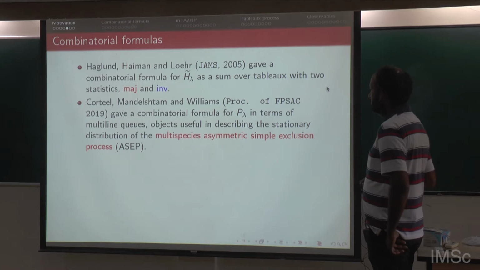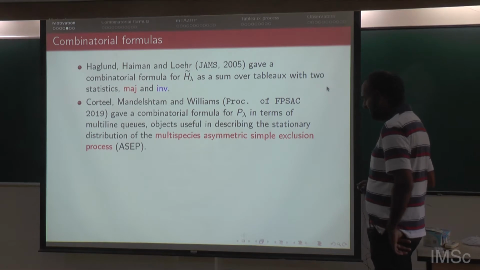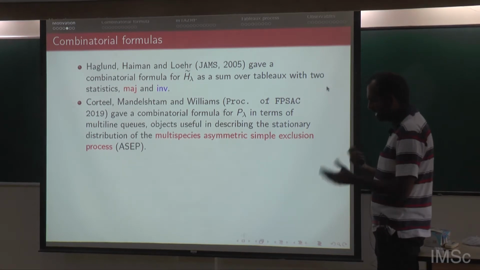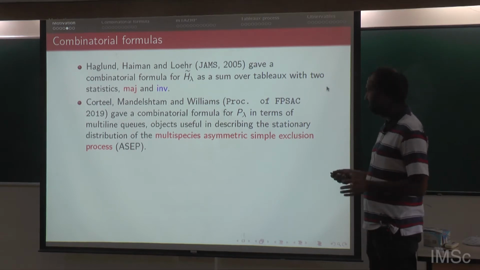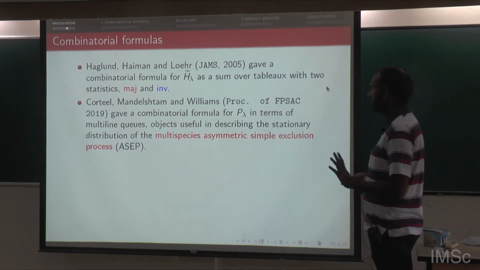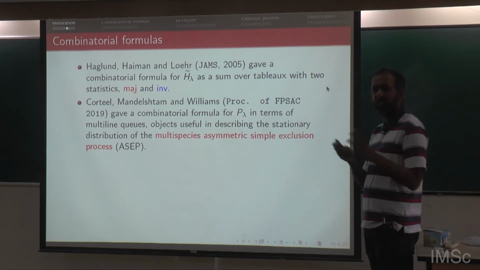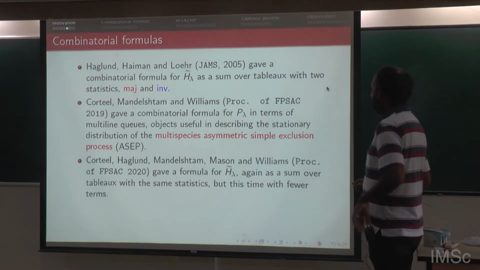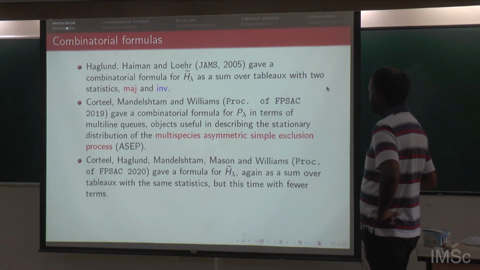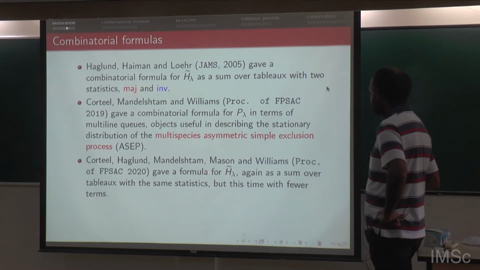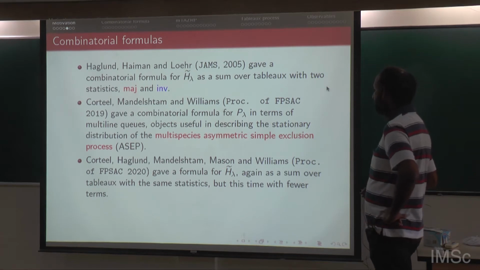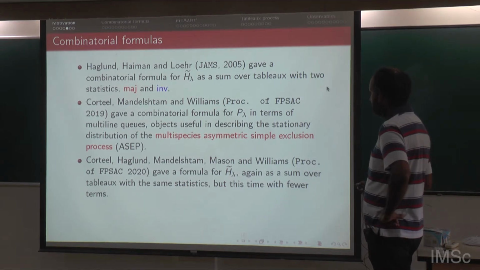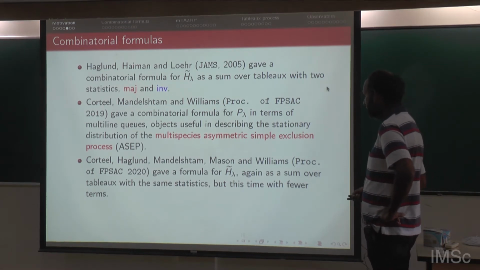Corteel, Mandelshtam, and Williams gave a formula for the usual Macdonald polynomials using things called multiline queues, and these have connections to another particle process called the multispecies asymmetric simple exclusion process. I'm not going to define it, just to say that there is a connection with statistical mechanics. And building on this work, the first three authors, and Sarah Mason and Lauren Williams and Jim Haglund, gave a formula for the H tildes, again as a sum over tableaux. They build on this work and use the same statistics, but with many fewer terms.